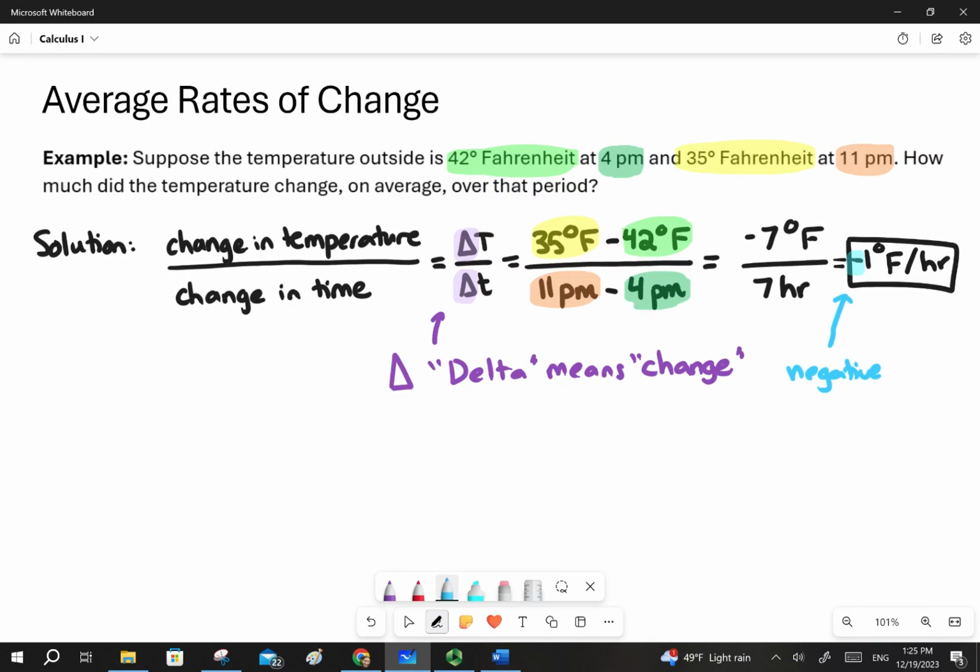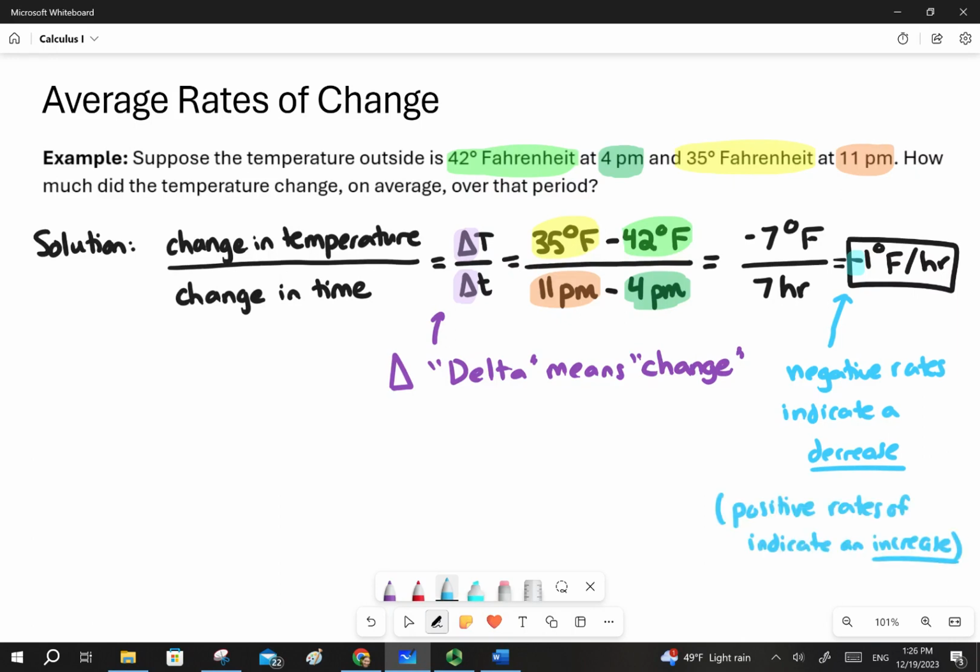Second, our answer came out negative because the temperature was lower at 11 p.m. than it was at 4 p.m. In general, negative rates of change indicate a decrease, and positive rates of change indicate an increase.